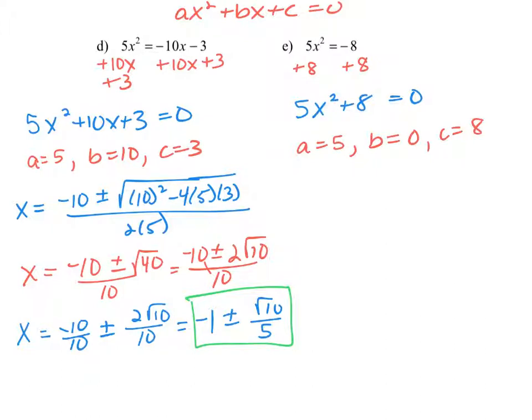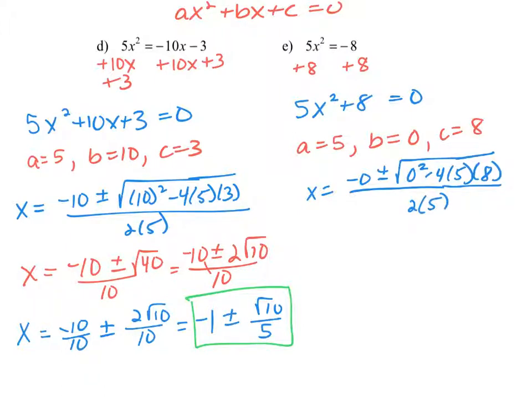By plugging those three values into the quadratic formula, we get x equals negative b, or negative 0, plus or minus the square root of b squared minus 4 times a times c, 0 squared minus 4 times 5 times 8, all over 2a, 2 times 5. Now this simplifies to x equals 0 plus or minus the square root of negative 160, all over 10. Now this can be simplified. We're going to have an imaginary number, so we have the square root of negative 16 times the square root of 10. That's going to be 4i square root of 10 over 10.